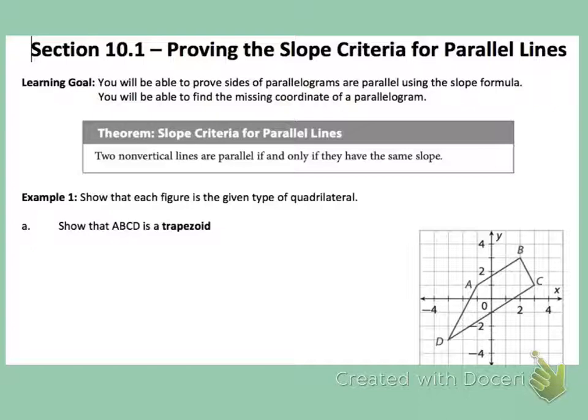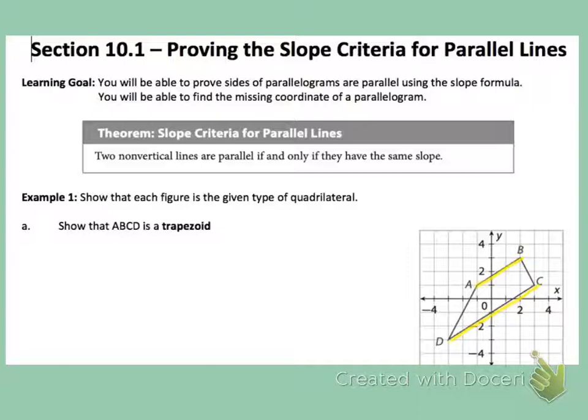So example 1 says show that the figure is the given type of quadrilateral. So this particular one, rather than proving it's a parallelogram, we're going to prove it's a trapezoid. And remember, to be a trapezoid, you just have to have one pair of parallel sides. And so looking at this drawing, it appears that AB and DC are parallel. So if we want to know that for sure, we would have to calculate the slope. So let's remember how we calculate slope.